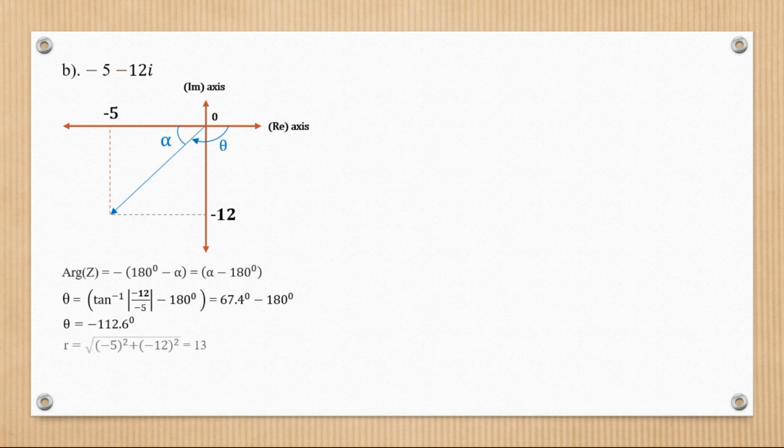Alright, now to find the modulus argument form, we know that we have to find the root of negative 5 squared plus negative 12 squared, which is equal to root of 169, which is equal to 13. And then in the modulus argument form, z is equal to r times cos theta plus i sin theta. We can actually see that we can substitute in the values. Then you end up having z is equal to 13 brackets cos of negative 112.6 degrees plus i sin negative 112.6 degrees. Now you can leave it this way, or you can also choose to simplify this.